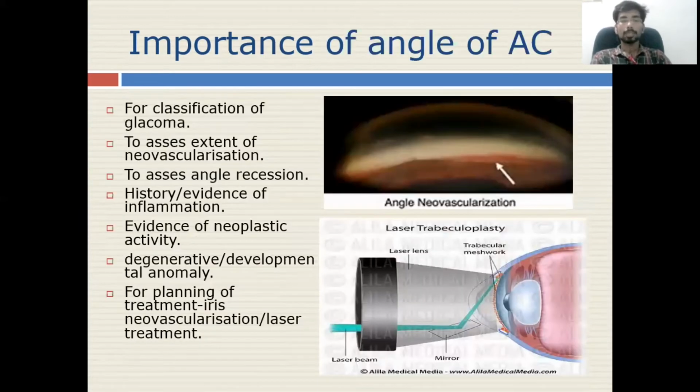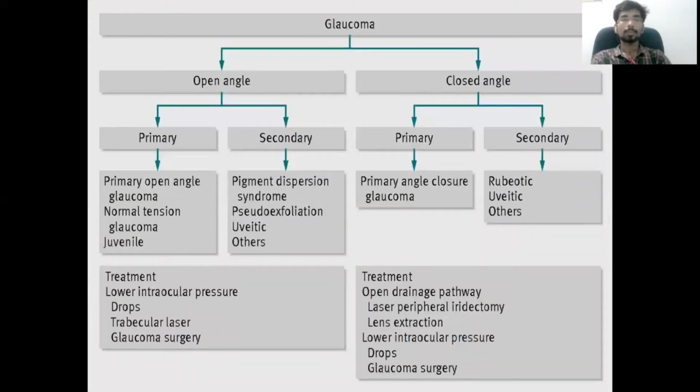What is the importance of the angle? To classify glaucoma, if the angle is open, we call it open angle. If the angle is closed, we call it closed angle. In open angle, again we have to classify based on the cause: primary open angle or secondary. Secondary open angle is due to pigmentary dispersion, pseudoexfoliation, or uveitic. In closed angle, if it is primary, it is primary angle closure glaucoma. If it is secondary, again we have to classify as phacogenic or uveitic.